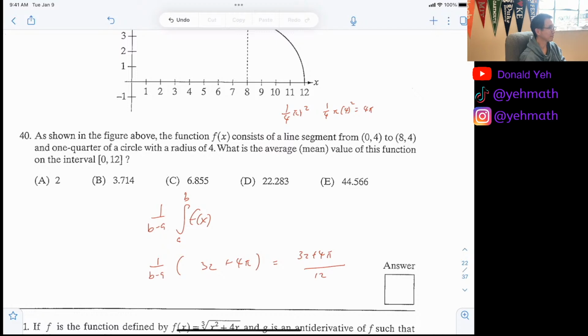Our integration is from 0 to 12. What's b minus a? 12 minus 0 is 12. So what is integration called? Wait, what is b minus a? Well, it's the mean value theorem, so b is 12. Mean value. 12 minus 0 is 12. Oh.